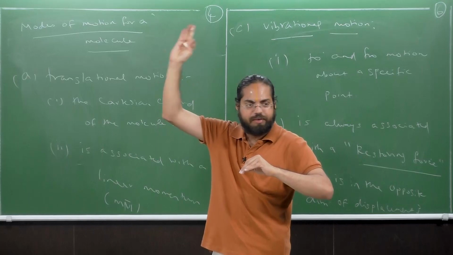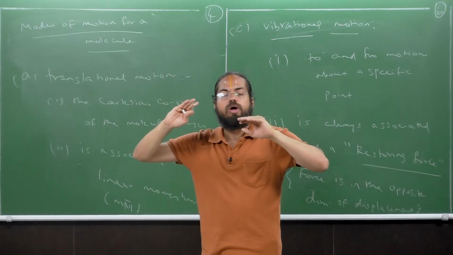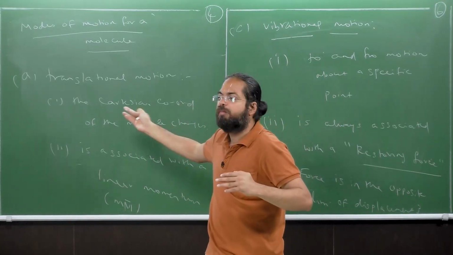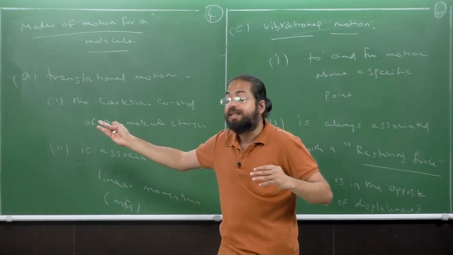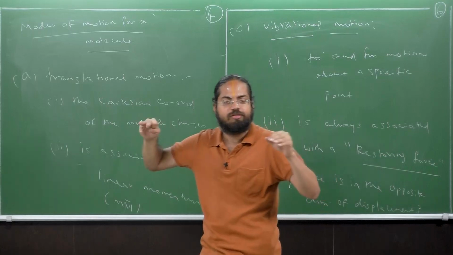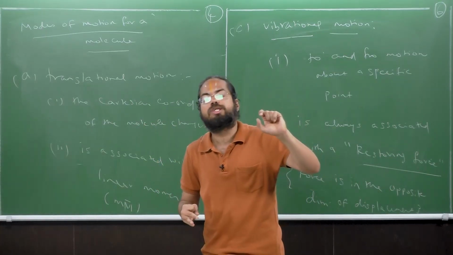Translational, rotational, and vibrational. On top of this, molecules or atoms can also undergo a change in the electronic state, right? Which strictly cannot be called a motion. But nonetheless, that is also part of the reason why molecules give rise to spectral signals. And I will talk about the electronic change of state very soon.